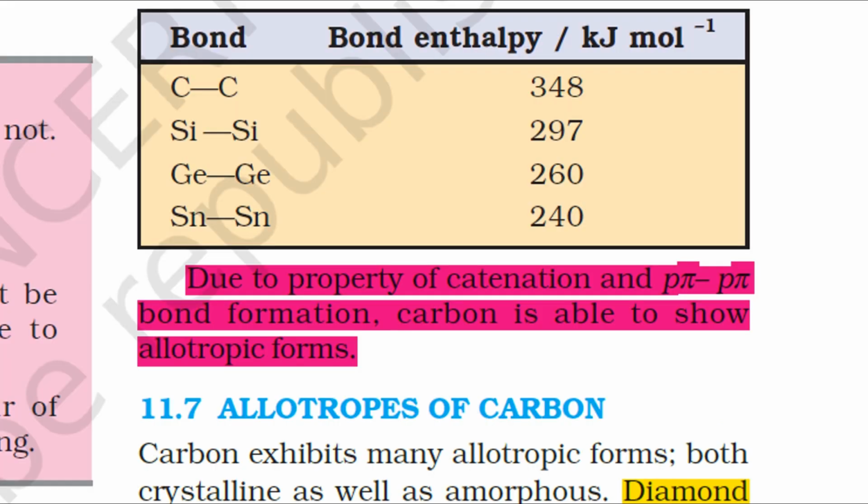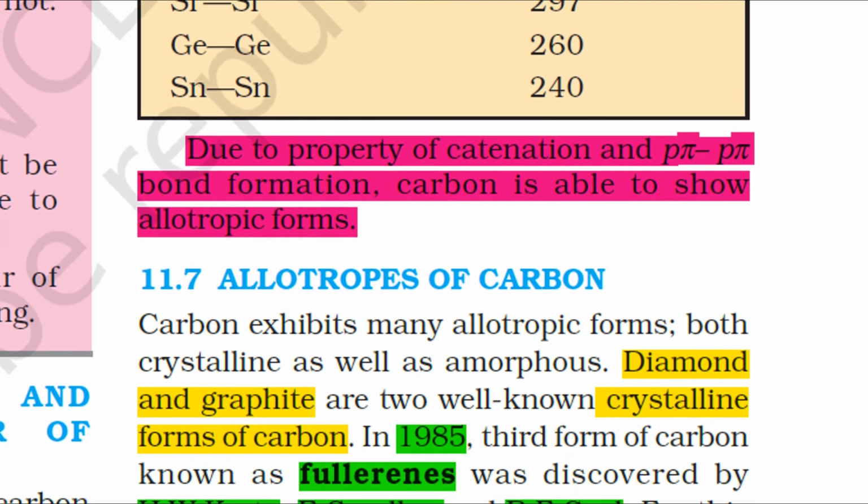In the table you can see that carbon-carbon single bond enthalpy is more and tin's bond enthalpy is very less, and lead does not form a bond with itself. That means it does not show catenation. Next, due to the property of catenation and p-pi bond formation, carbon is able to show allotropic forms. Okay, so now let's see some allotropes of carbon.